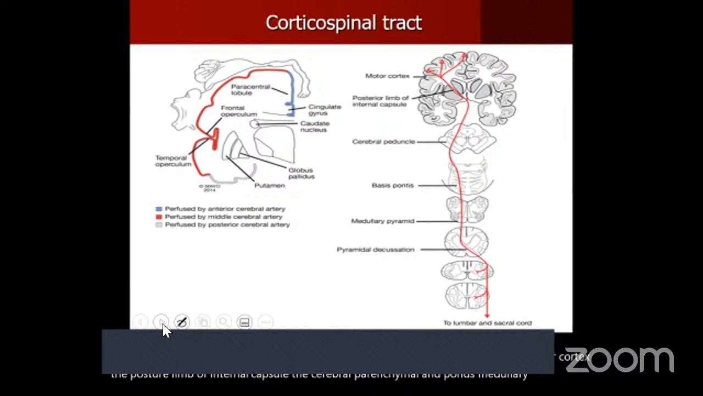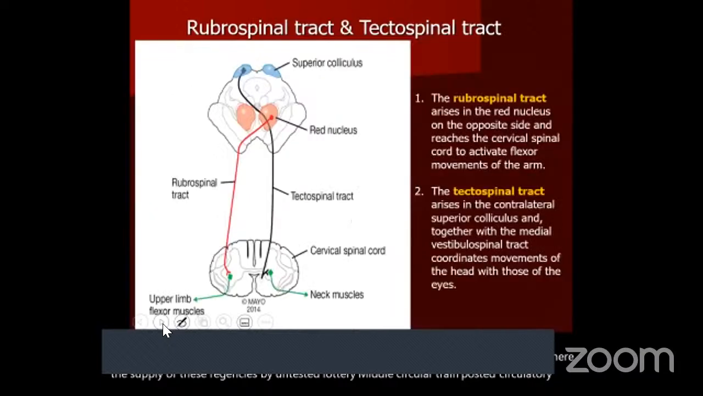So you can see the coronal section where the cingulate gyrus, paracentral lobule, and frontal operculum are seen, and the supply of these regions is by the anterior cerebral artery, middle cerebral artery, and posterior cerebral artery, and ischemia can give rise to hemiparesis.